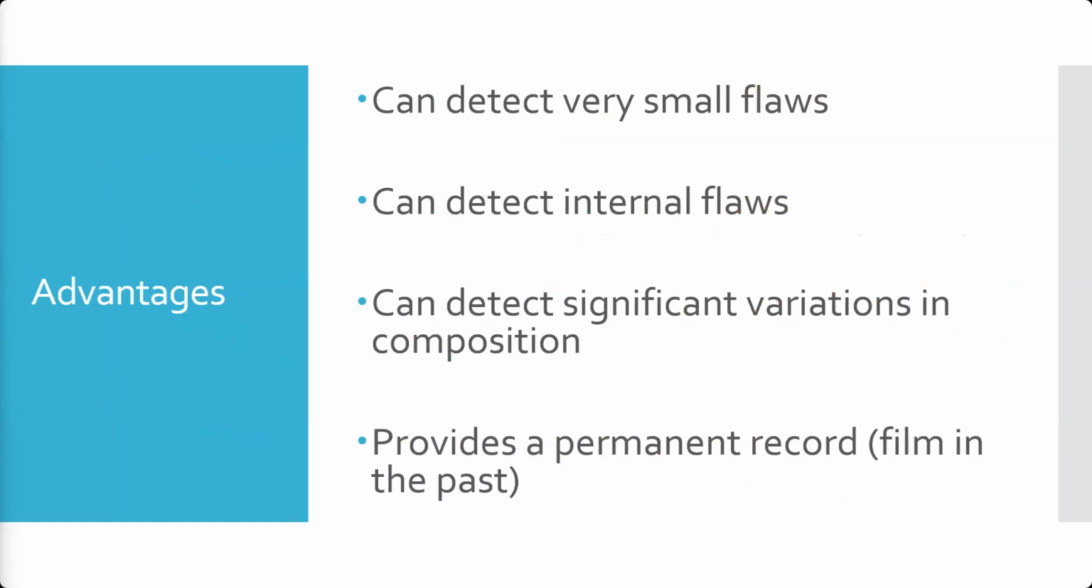Because of this high resolution and because it's internal, we can detect significant variations, things like cracks or even differences in metal caused by deformation. In the past, this was one of the techniques that offered a permanent record because we had film. Today, instead of film, we typically use a digital detector, and the files it produces can be saved. So if you have proper storage and backup, in theory it could last forever. You just have to make sure the files are stored properly.